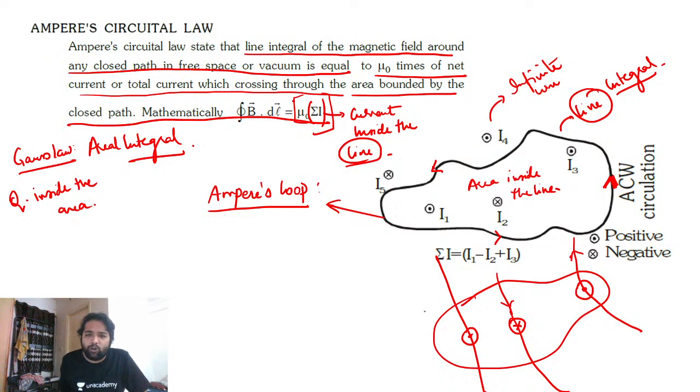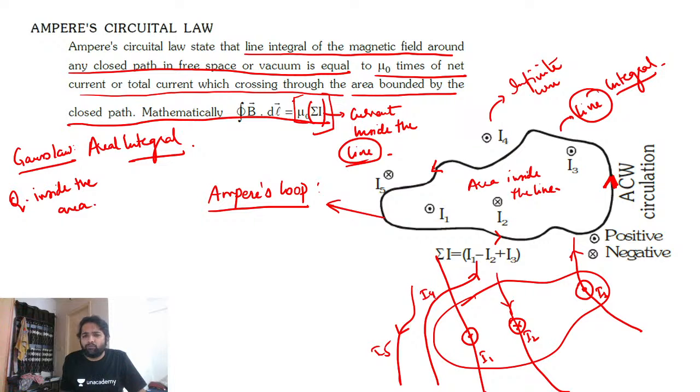All right. Then there is one I5 which is going like this, and one I4 which is going like this. It's not touching inside the loop. It is going outside the loop. This will be I1, I2, I3, I5 and I4. We just took some random values like this. So this is how the currents are flowing. Understood? So only these three currents are inside.